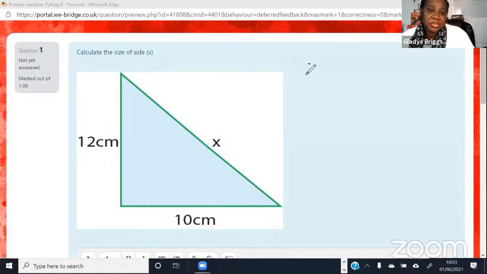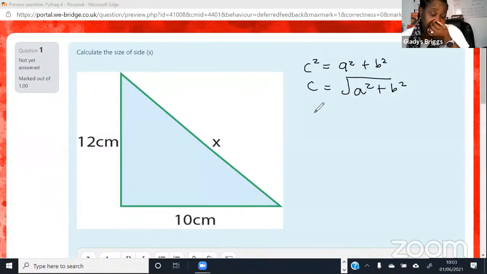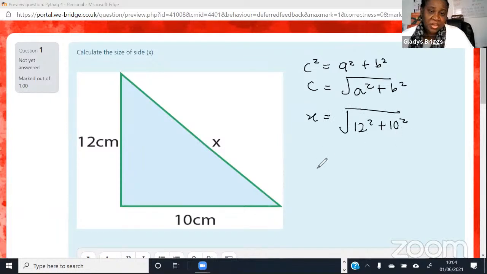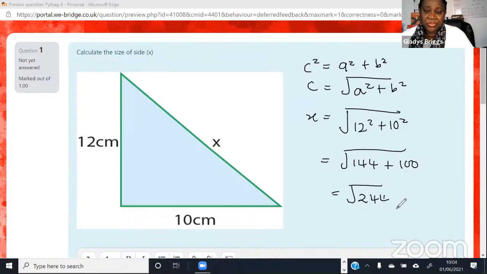So here you're going to be saying c squared is equal to a squared plus b squared, which means c is equal to the square root of a squared plus b squared. And c here is x. X is equal to the square root of 12 squared plus 10 squared, which is equal to the square root of 144 add 100, which is the square root of 244.